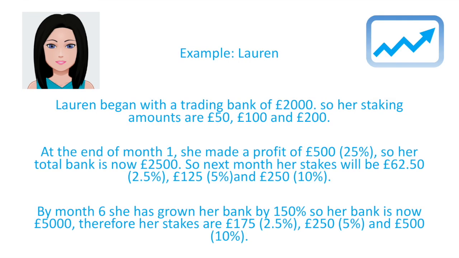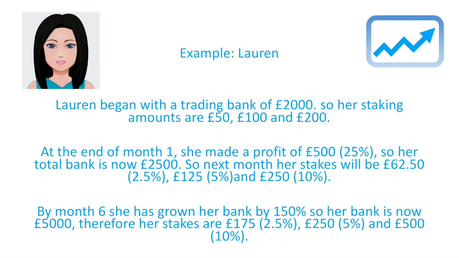So let's now take a look at Lauren. Now, Lauren started with a trading bank of £2,000. Now this is much more realistic in terms of what most of our members have as their trading banks. If you want to make decent profits, you're really looking at at least a £1,000 trading bank to actually bring in some decent profit. So Lauren began with a trading bank of £2,000 in month one. So her staking amounts are £50, £100 and £200.